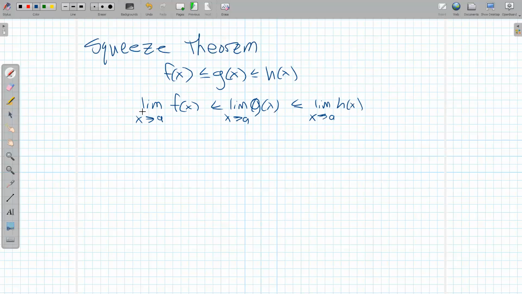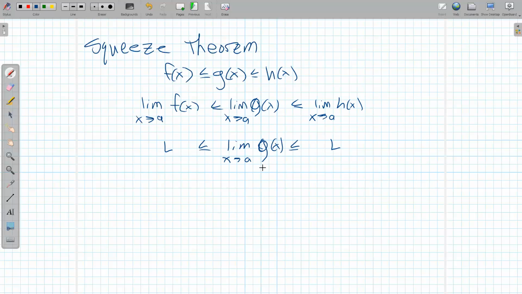a side note, and we'll apply this in a second. If the limit of f of x exists, and let's say it's equal to L, and the limit of h of x exists, and it is also equal to L, then we've trapped g of x in between. And so then the limit of g of x is also going to have to be L because it's stuck in between there. So this is called the squeeze theorem.